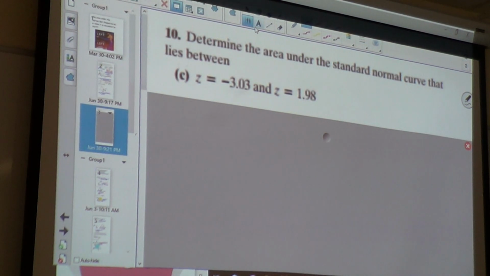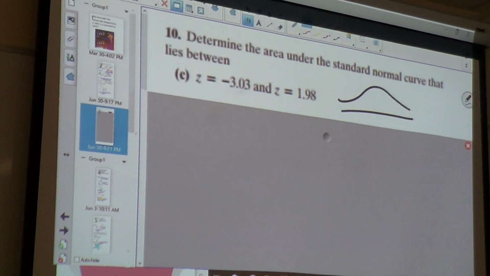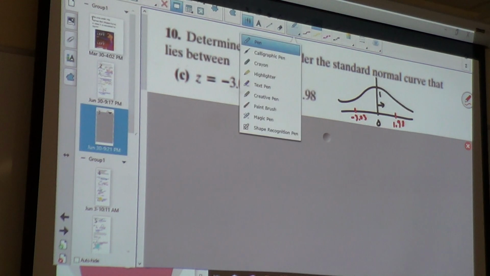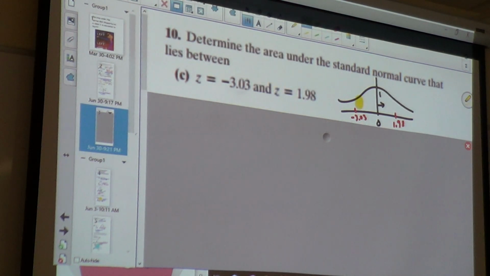We're doing the area under the curve. We don't have a mean, we don't have a standard deviation. We're doing between two z-scores. So if it's a negative z-score, where is it? To the left, so negative 3.03 is there. Positive z-score is to the right, and we want to know the area between. So we're trying to find this.